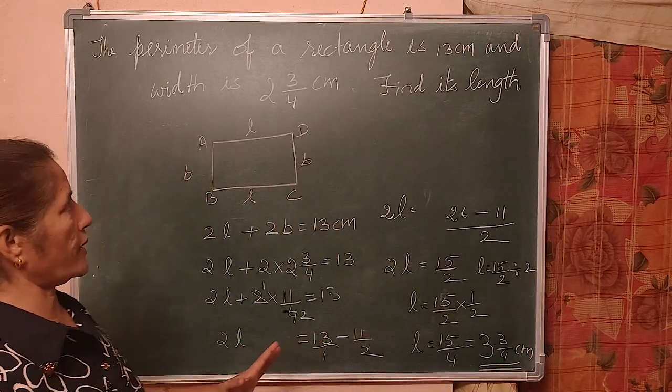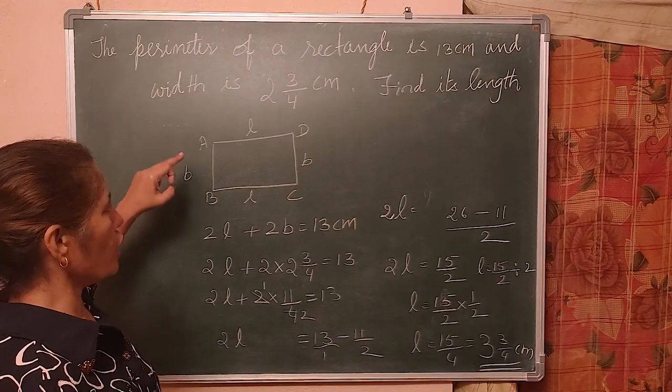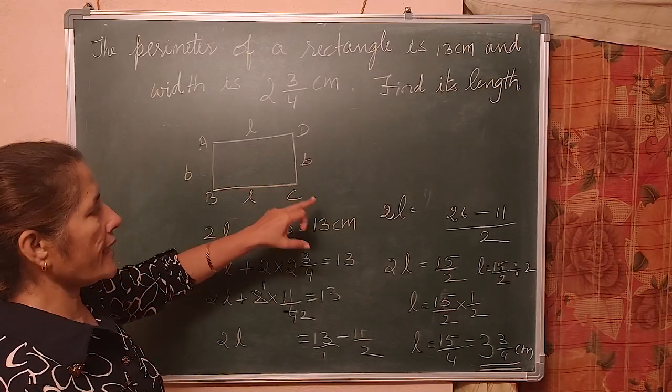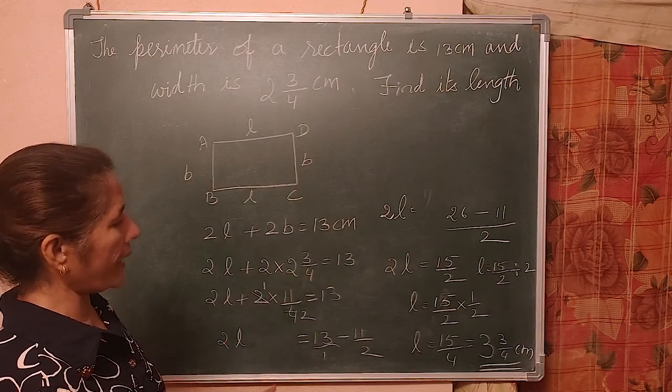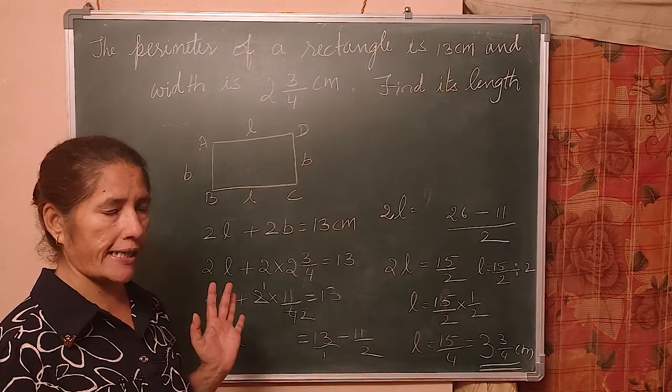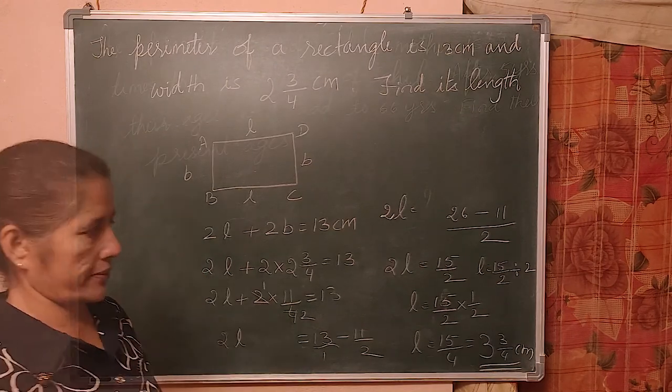Try to understand by yourself. Perimeter means 2 length plus 2 breadth is equal to 13. They have given the value of breadth. Substitute and get the value of length. Did you all understand? Let us go to the third question.